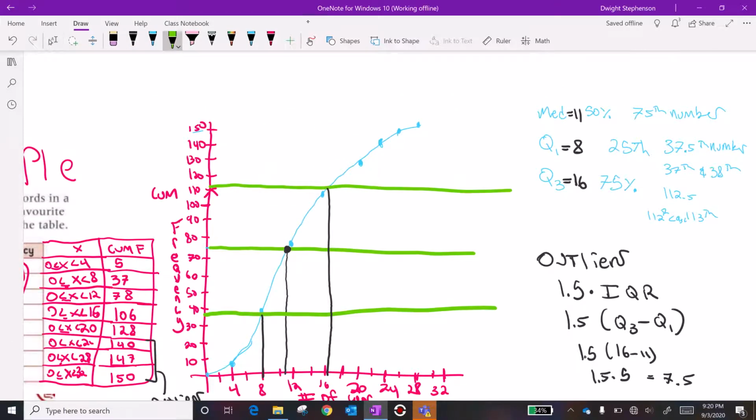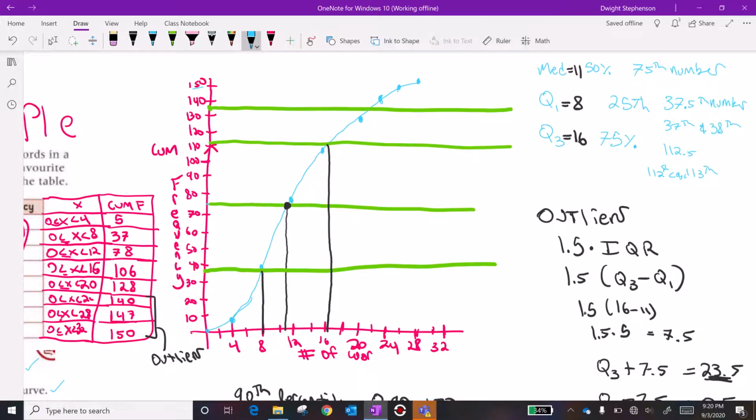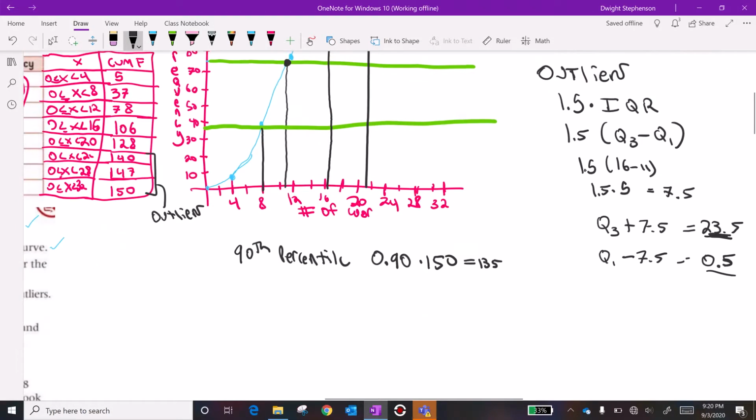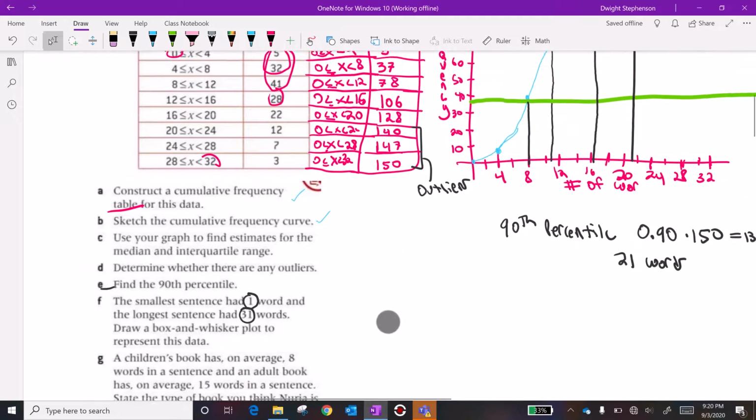Again, that's here, right? So we just draw that line going straight across. The 135th number represents the 90th percentile. If you want to know how many words that is, you just go straight down. And it looks like it's about 21 words, right? So the 90th percentile is 21 words, which means that 90% of the sentences have 21 words or less.